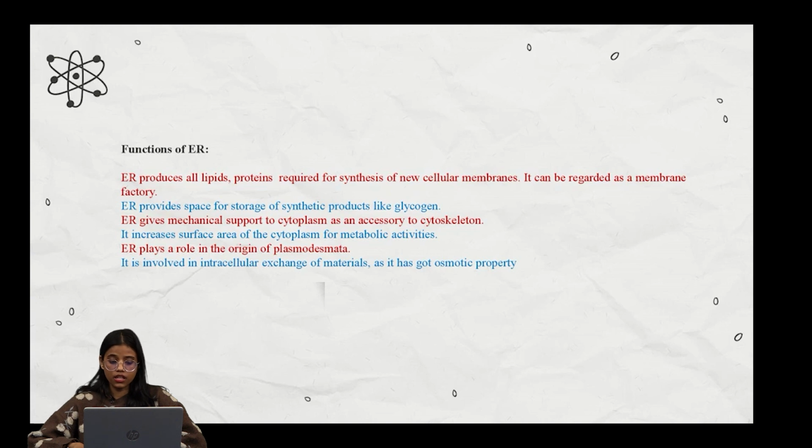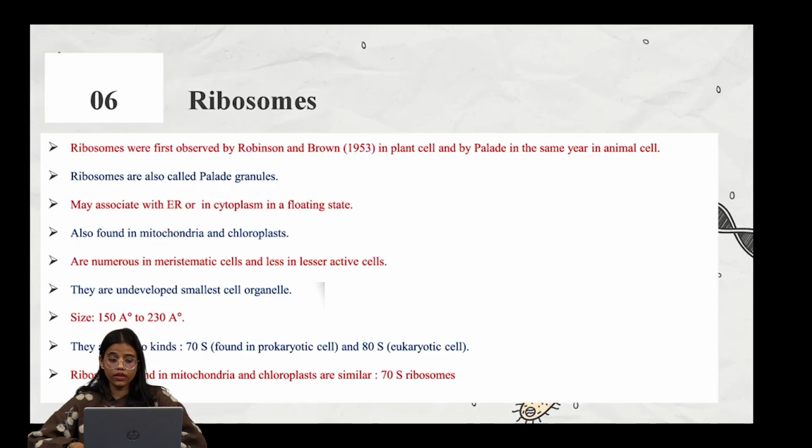It increases the surface area of the cytoplasm for metabolic activities, and it plays a role in the origin of plasmodesmata. The sixth one is the ribosomes. Ribosomes were first observed by Robinson and Brown in 1953 in plant cells and by Palade in the same year in animal cells. Ribosomes are also called Palade granules, and may be associated with the ER or float free in the cytoplasm.